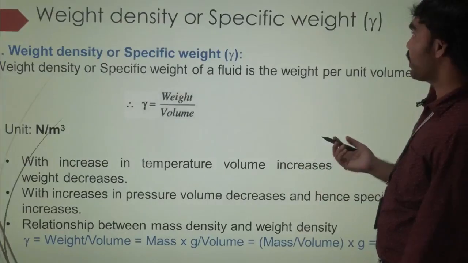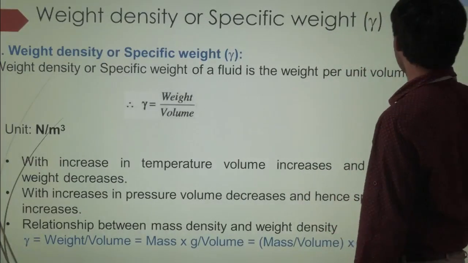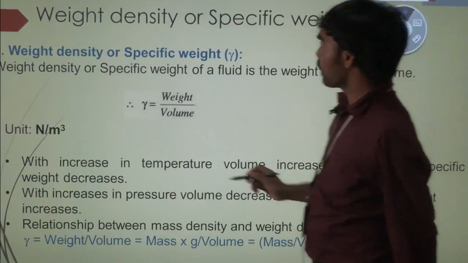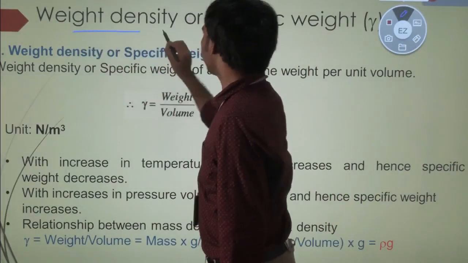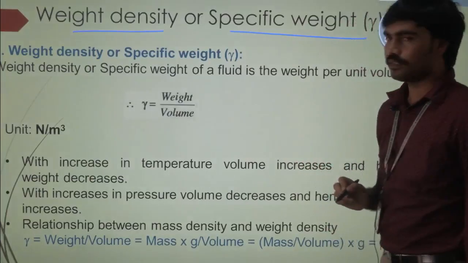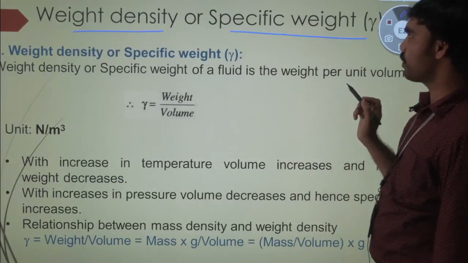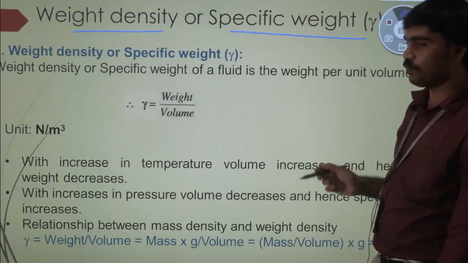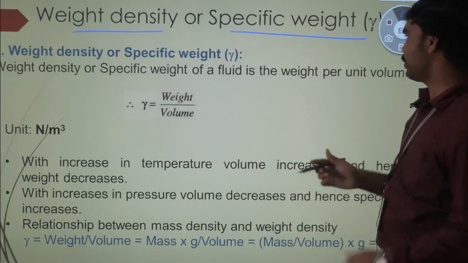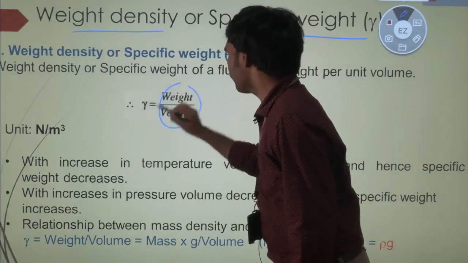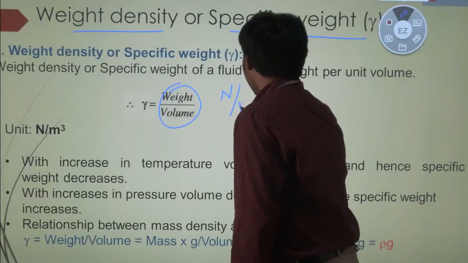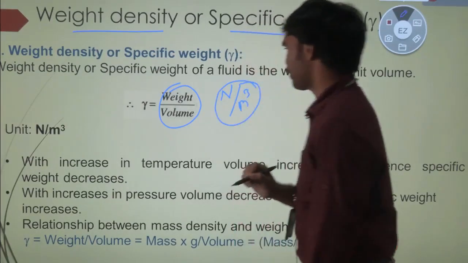The second fluid property is weight density or specific weight. What is meant by weight density or specific weight? It is the weight per unit volume, the weight of the fluid occupied per unit volume. For units, weight is in newtons and volume in meter cube, so it is newton per meter cube.